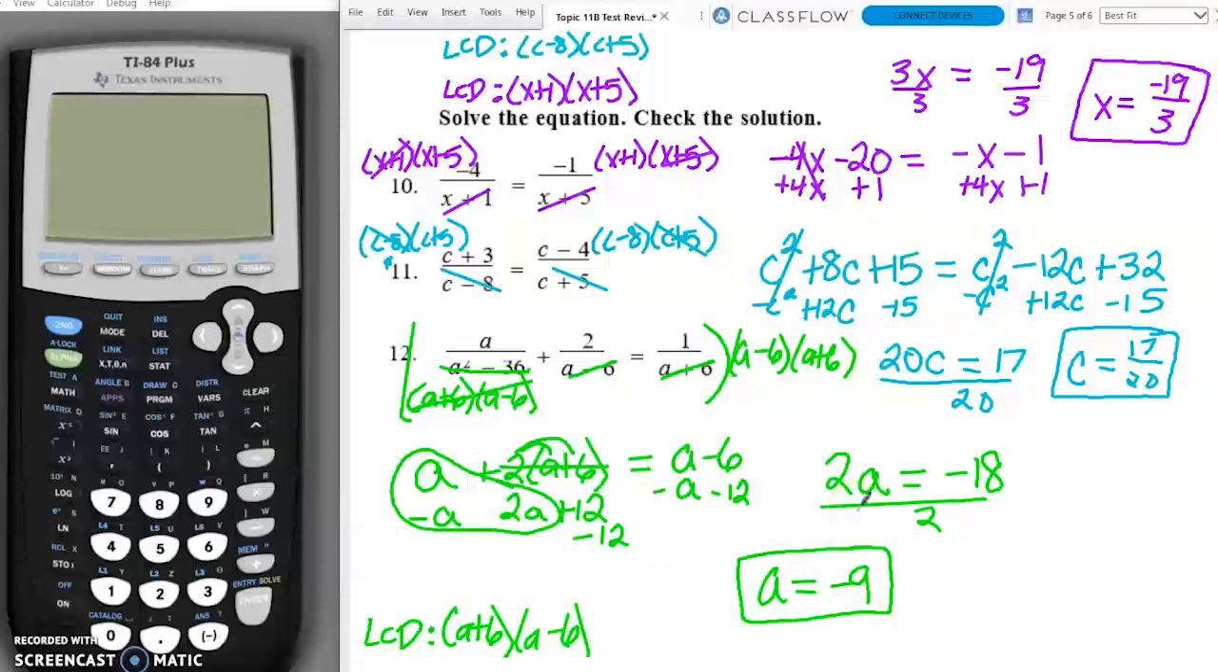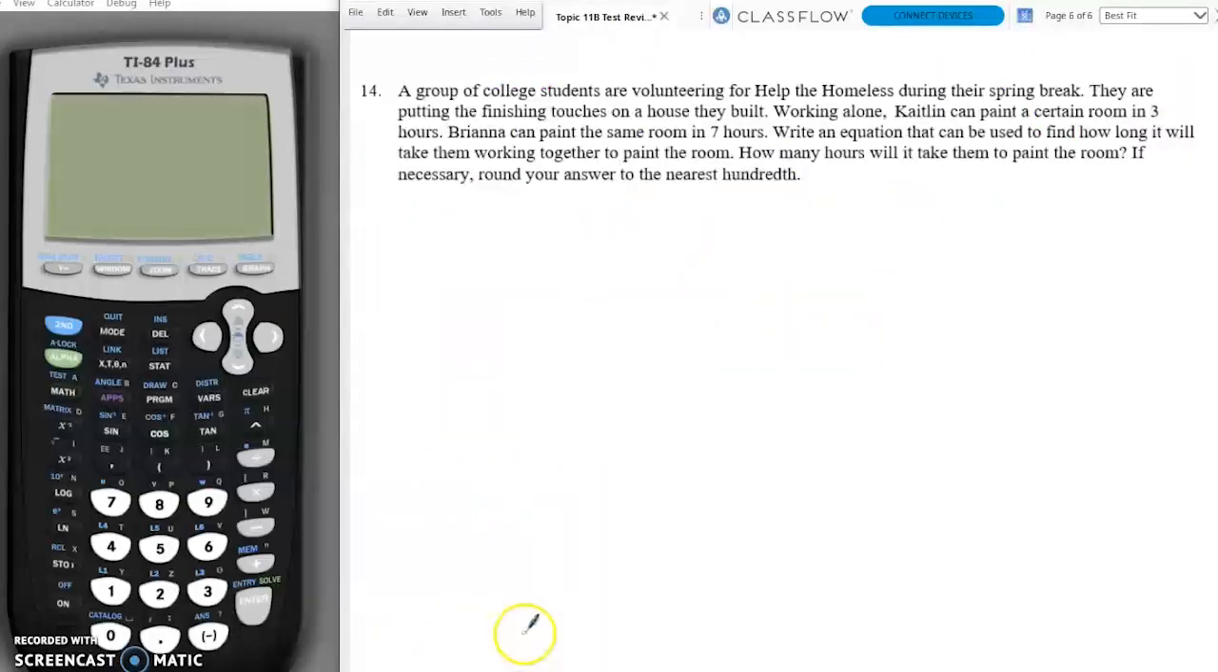Now at any point, if you're confused on how I'm multiplying these things together, so like c plus 5, c plus 3, you need to refer back to your topic 5 notes where we factored things, where we multiplied polynomials together. You need to refer back to those notes, okay? Now, number 13 ended up being a little more complicated than I anticipated. We're going to go ahead and skip 13, and we're going to jump straight to 14.